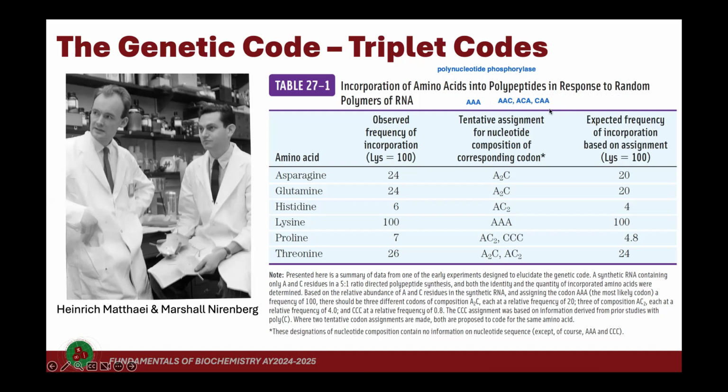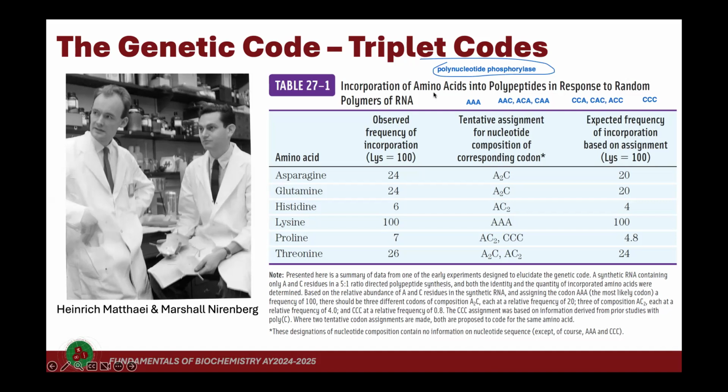And then the likelihood of getting CCA, CAC, and ACC is again much lower. And of course, the lowest probability is getting a CCC in the sequence of that mRNA that you synthesize using this polynucleotide phosphorylase. So they allowed that mRNA molecule to be translated, and observed the frequency of incorporation of whatever amino acids were used in the synthesis.